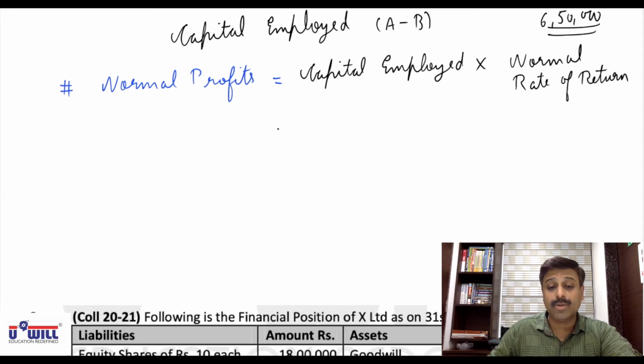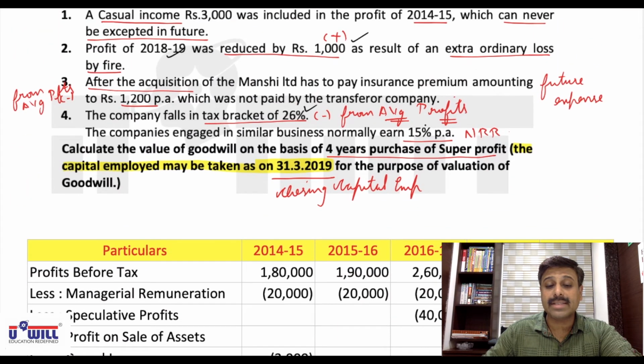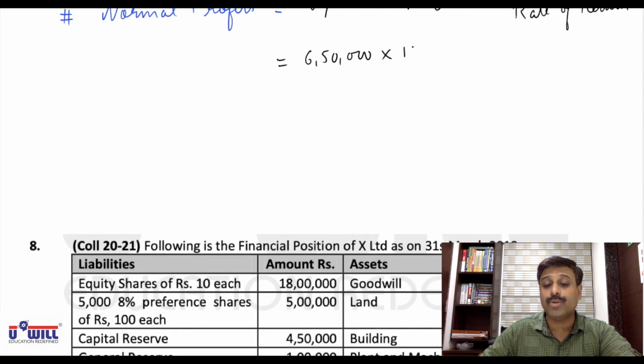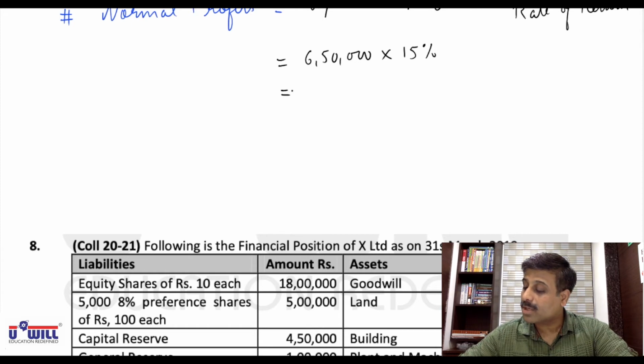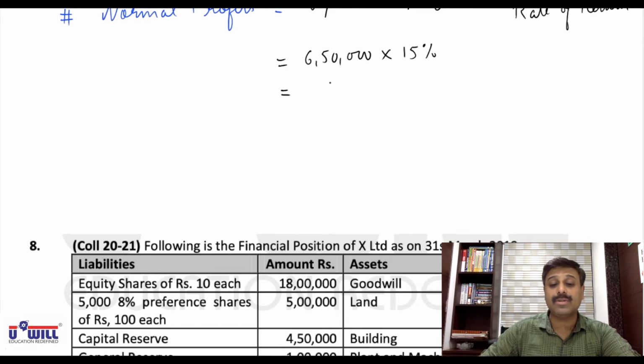That is equal to 6,50,000 into normal rate of return. In the question it is how much? See the last adjustment, 15% per annum. So 6,50,000 into 15%. Do it. That is 97,500.